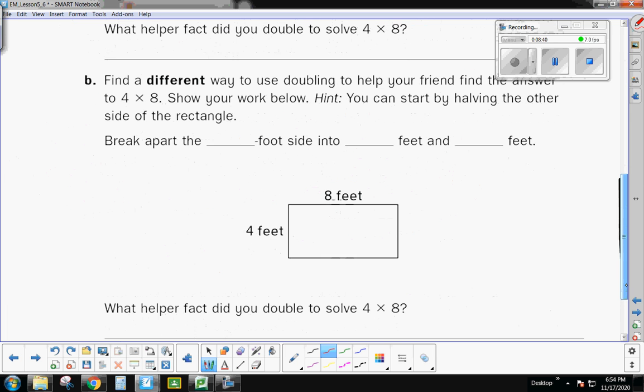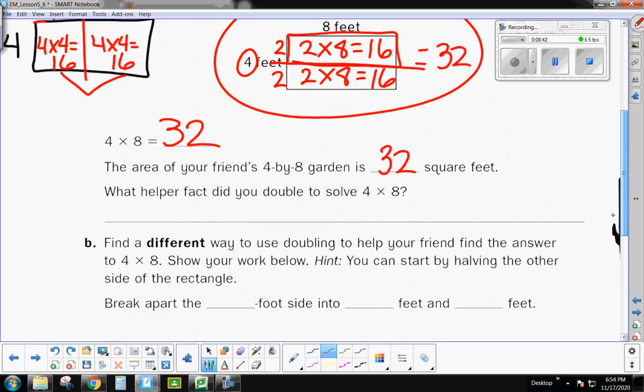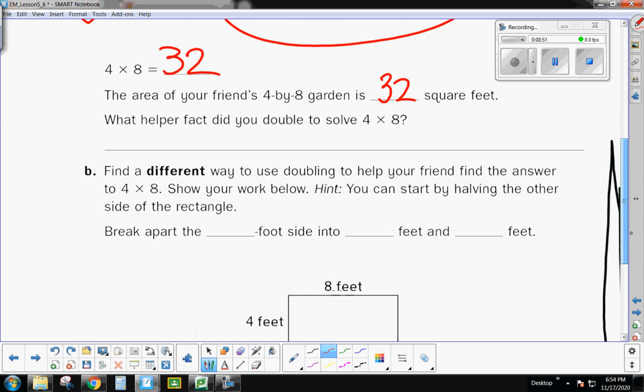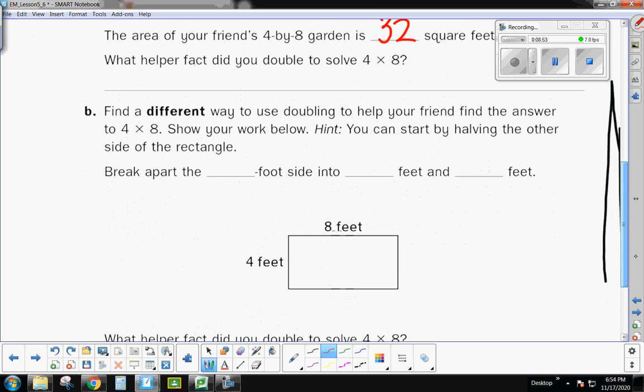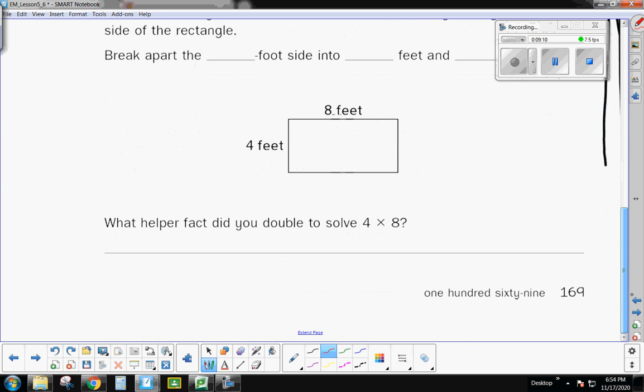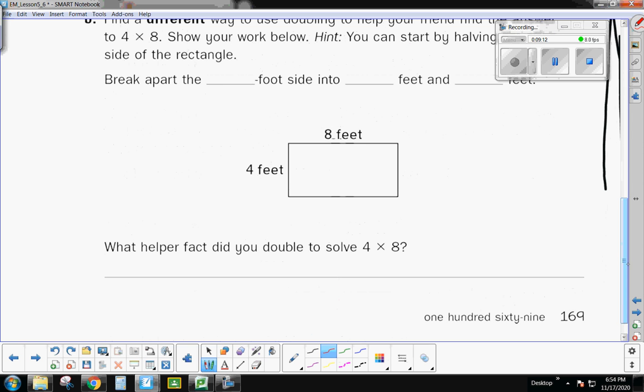All right. Whoops, I guess I didn't realize there was another part down here. It says find a different way to use doubling to help your friend find the answer to 4 times 8. So I kind of did both of them up there. I didn't realize I needed to scroll on down. So I could have broken the 4 and did 2 times 8 and 2 times 8, or I could have broken the 8 and done 4 times 4 and 4 times 4. So there was actually a space for you to do both of those strategies. If you did not show both ways already, go ahead and pause the video and break the bottom rectangle differently than you broke the top rectangle.